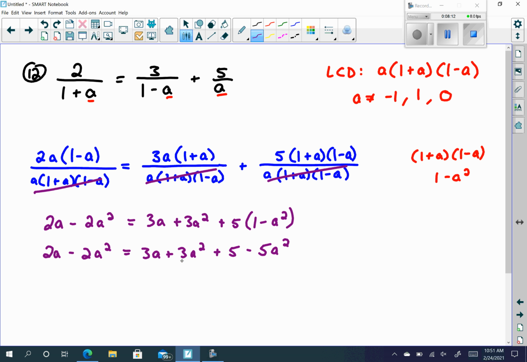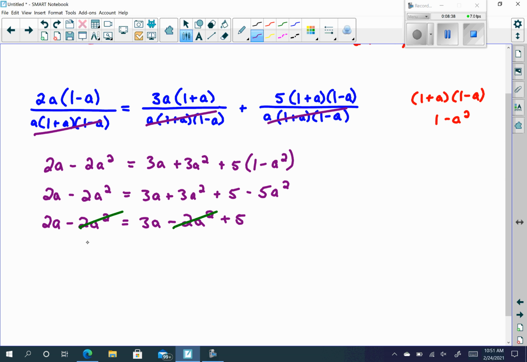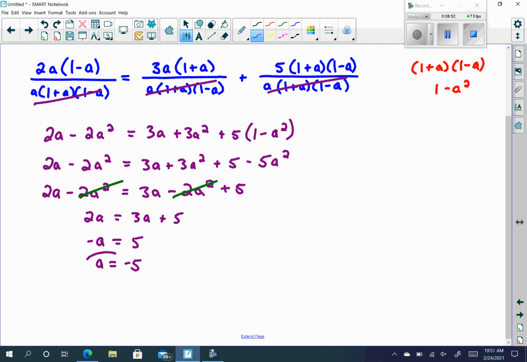I want to combine my like terms, my 3a squared minus 5a squared over here. I have 3a. That will give me a minus 2a squared plus 5. Now, even though we see a quadratic, if you notice, we have a minus 2a squared on both sides. So if I were to bring everything over to, say, the left side, these two would cancel, and there goes my quadratic term, so we no longer have to do this. I do want to subtract 3a, though, so just to write out what's left, 2a is going to equal 3a plus 5. Subtract 3a, that'll give me a negative a is equal to 5. Divide by negative 1, so a would equal a negative 5. Now my restrictions were negative 1, 1, and 0, so our solution stays.